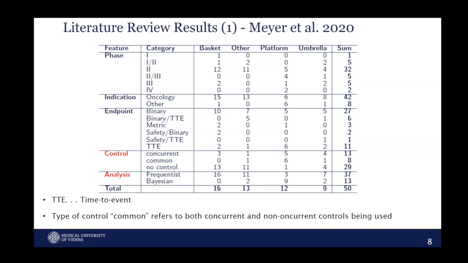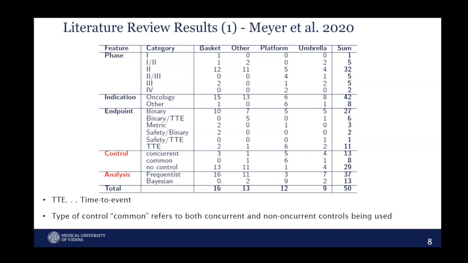And initially, master protocols were applied in the oncology setting. This is also reflected here. And as we have the combination of oncology and phase 2, you can see that the most frequently used endpoint was binary, so it might be response rate. And as far as the use of concurrent control data is concerned, most of them use concurrent control data, and a few share a common control group.